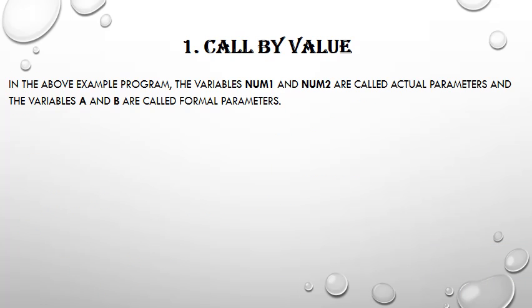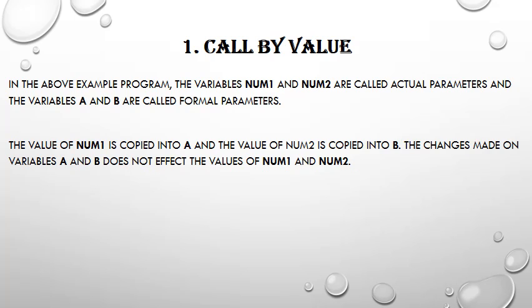So what do we do? The variables num1 and num2 are called actual parameters, and the variables A and B are called as the formal parameters. The value of num1 is copied to A and the value of num2 is copied to B. The changes made on A and B do not affect the values of num1 and num2. So this is the case with call by value. So here duplication occurs.